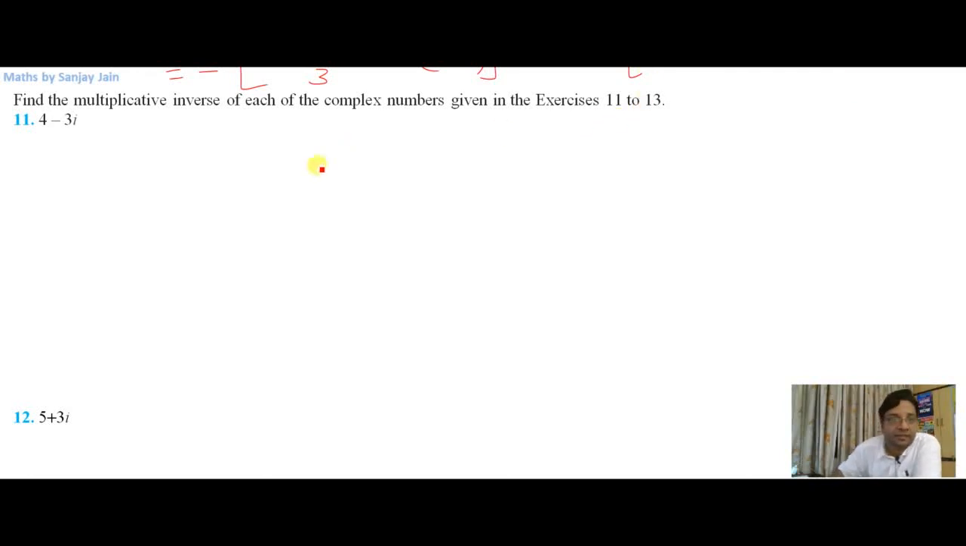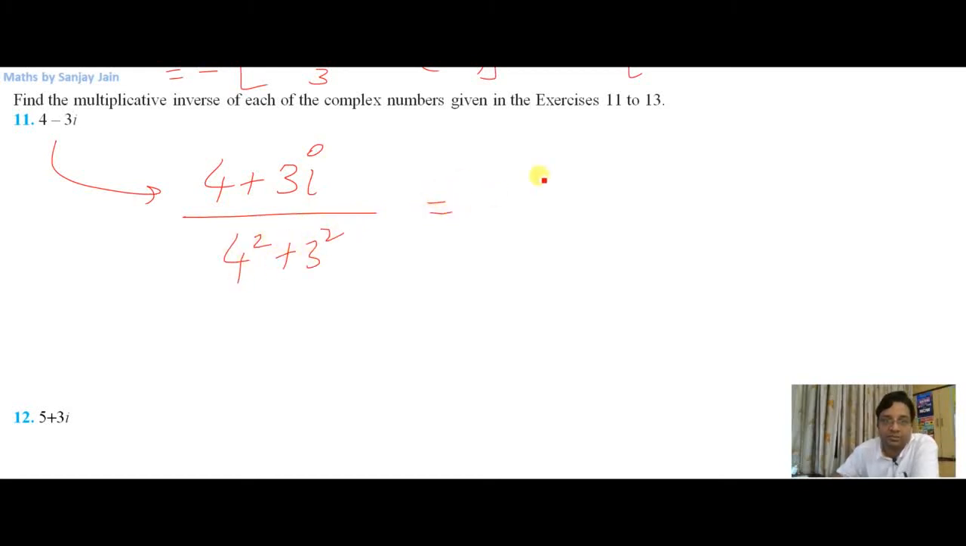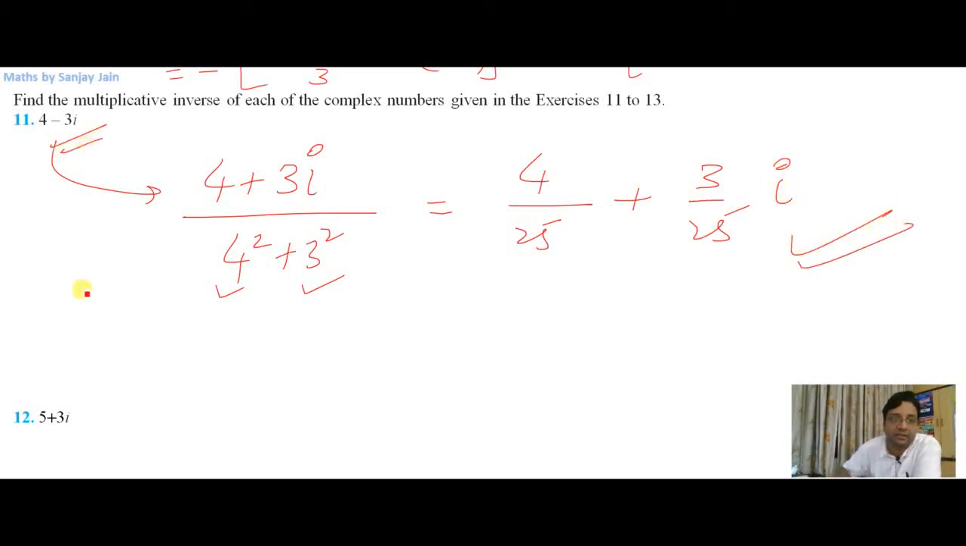So I can write directly or I can show the process also. If I write directly, the multiplicative inverse of this will be 4 plus 3 iota divided by 4 squared plus 3 squared. So I can write it as 4 by 25, this will be 16 plus 9, plus 3 by 25 iota. This is the multiplicative inverse of 4 minus 3 iota, which is 1 upon 4 minus 3 iota.